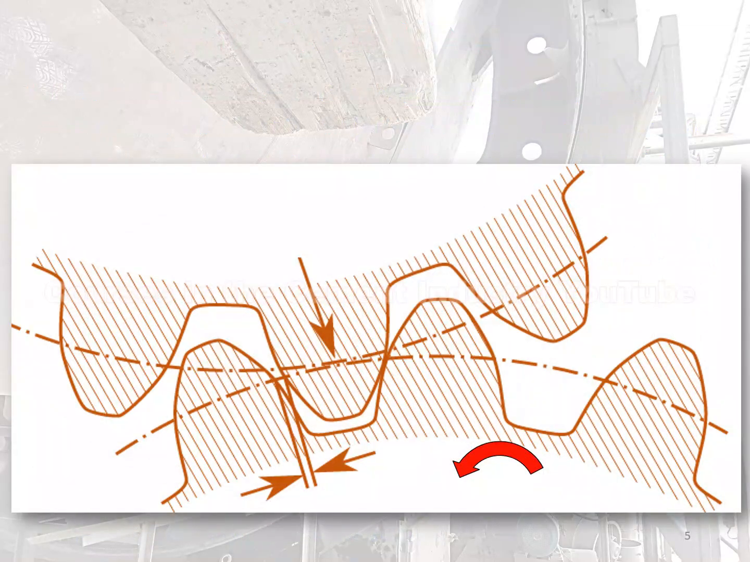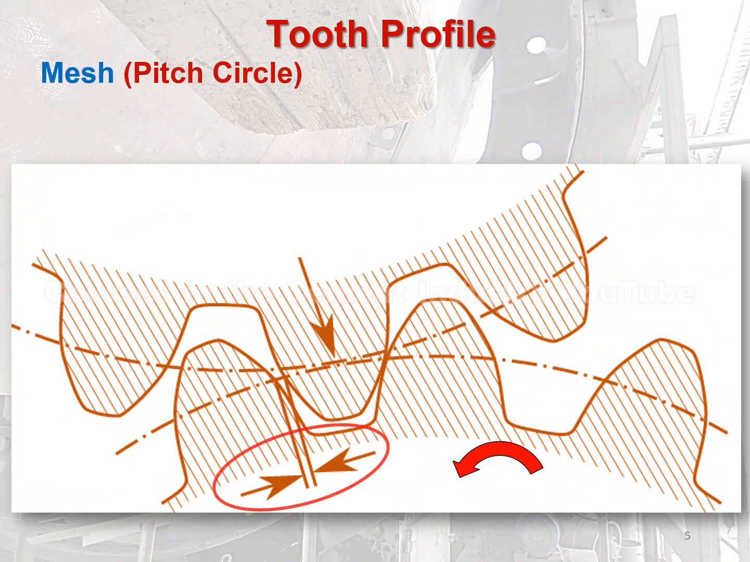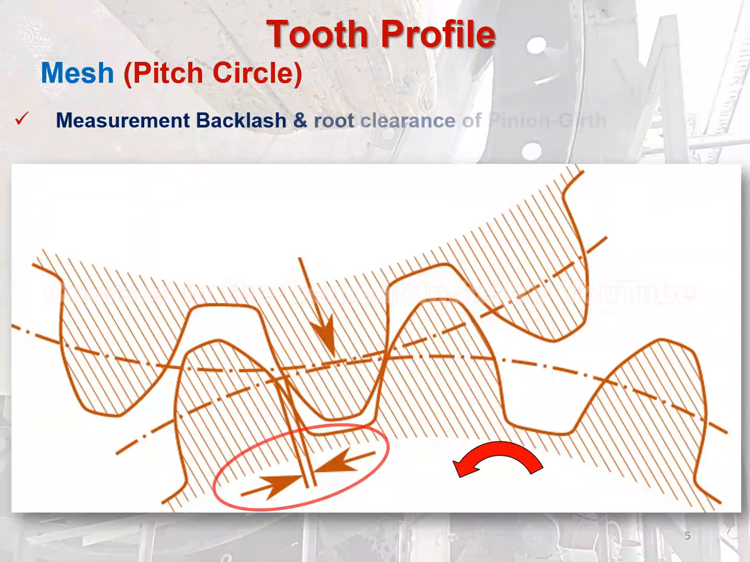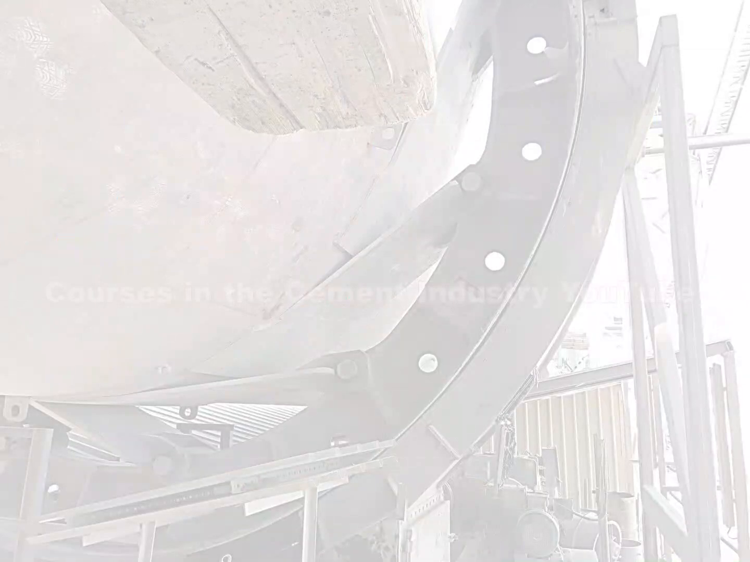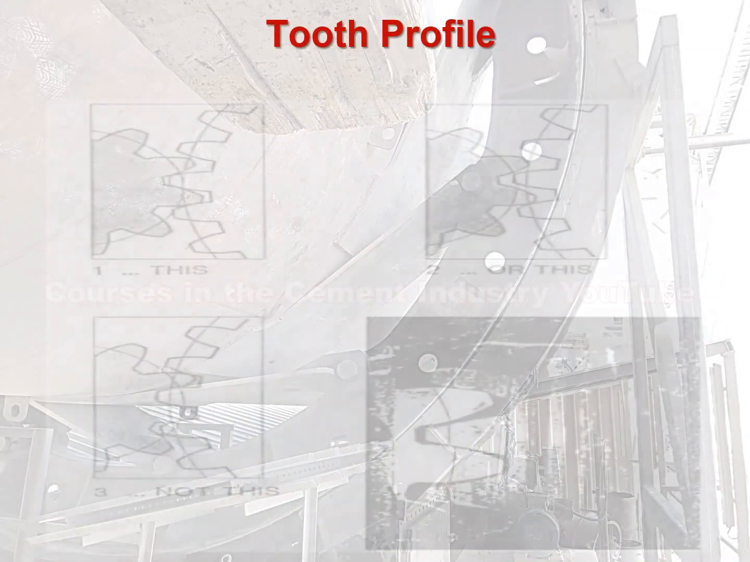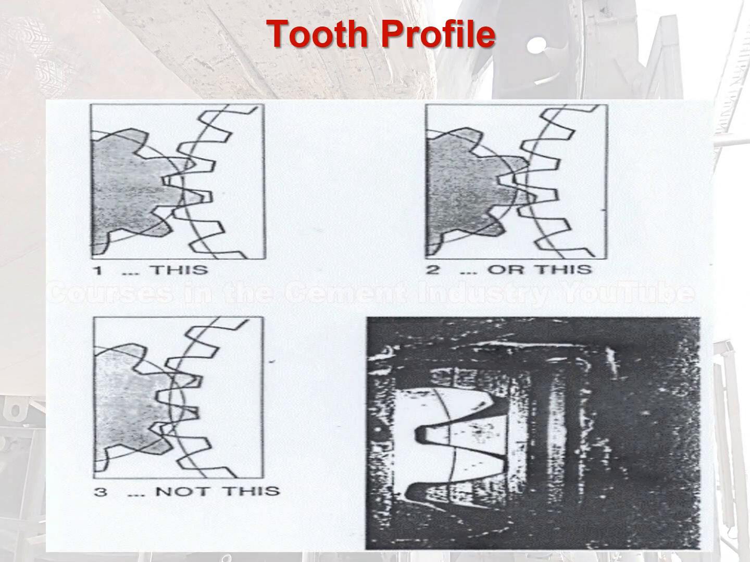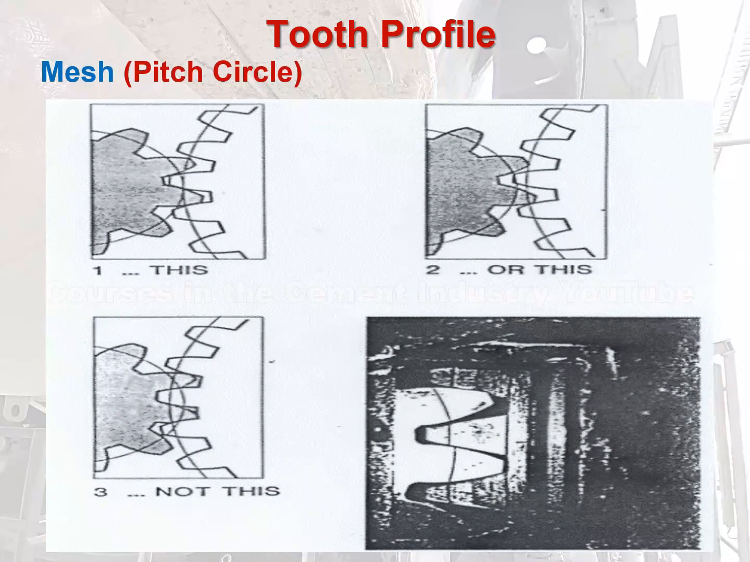In this picture it is explained. Tooth profile. 1. Mesh, pitch circle. Measurement of backlash and root clearance of pinion and girth gear mesh. We follow together. Tooth profile. In this picture it is explained. Mesh, pitch circle.